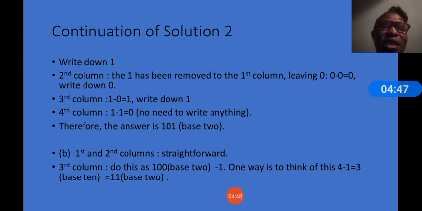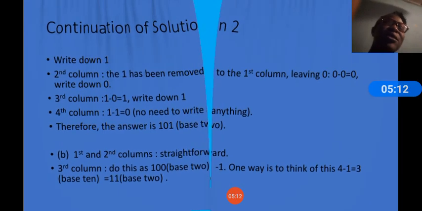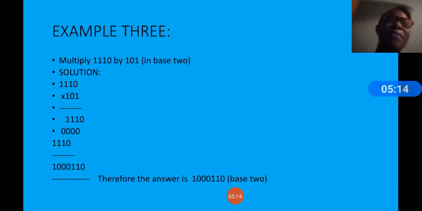Then your B, first and second columns are clear, like your normal everyday arithmetic. But in the third column, we have this. We are going to be saying 100 in base 2 minus 1. Or you can do it the other way around using base 10. Then you say 4 minus 1 equal to 3. And your answer is 11 in base 2. So that gave us the answer for B.